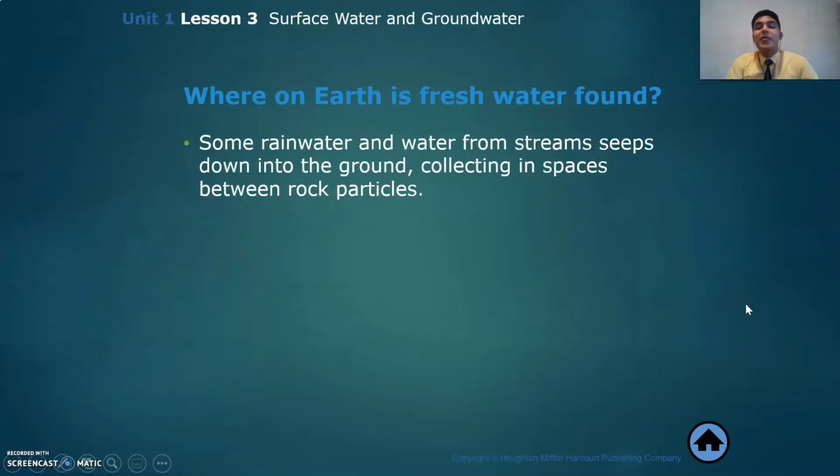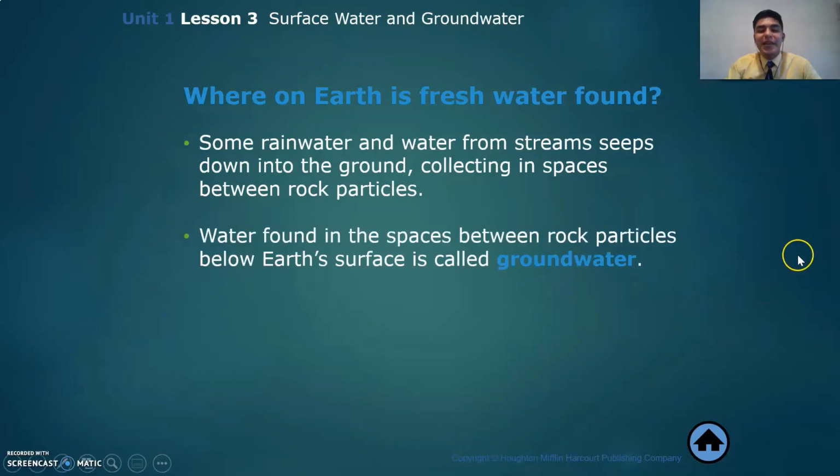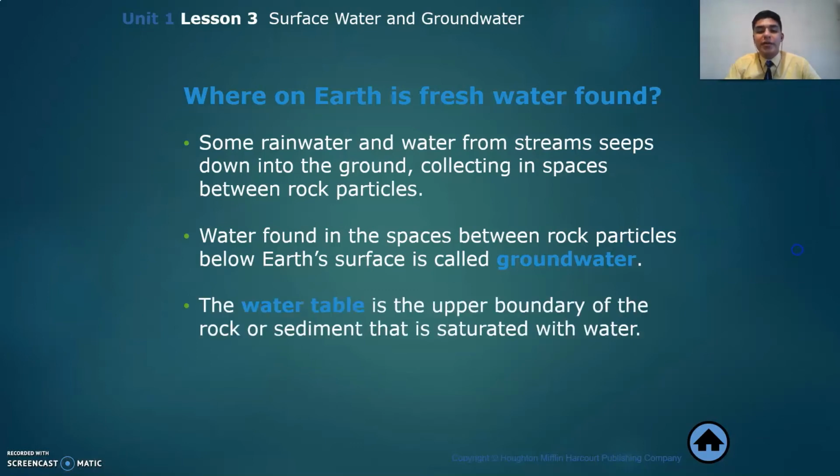Okay, so some rainwater and water from streams seeps down into the ground, collecting in spaces between rock particles. Water found in the spaces between rock particles below Earth's surface is called groundwater. And the water table is the upper boundary of the rock or sediment that is saturated with water.